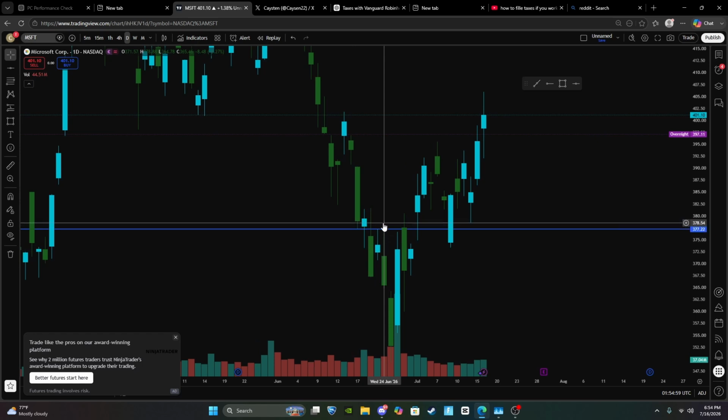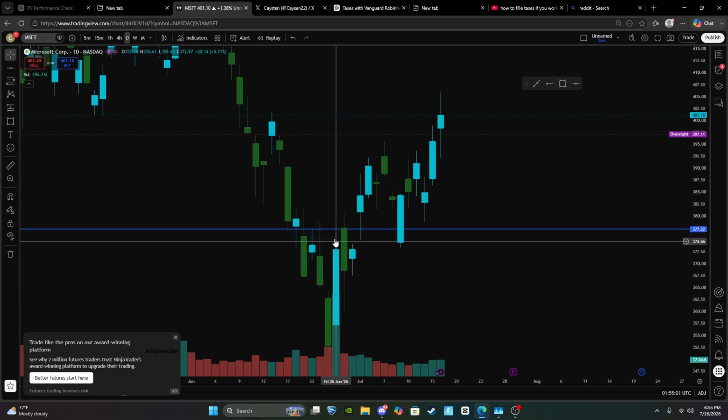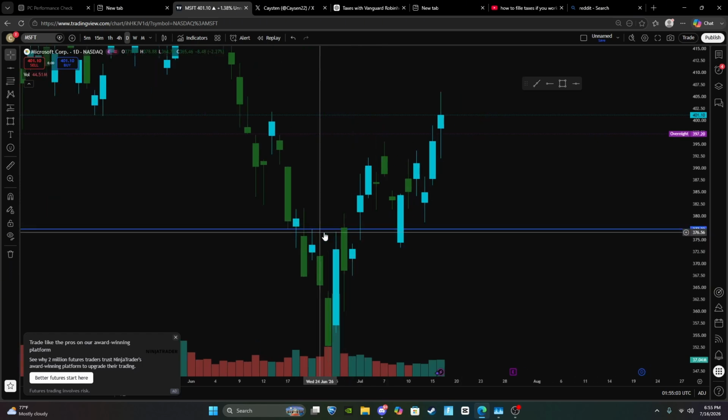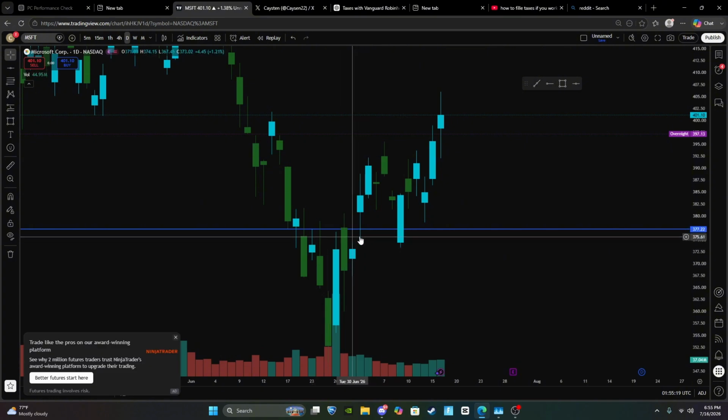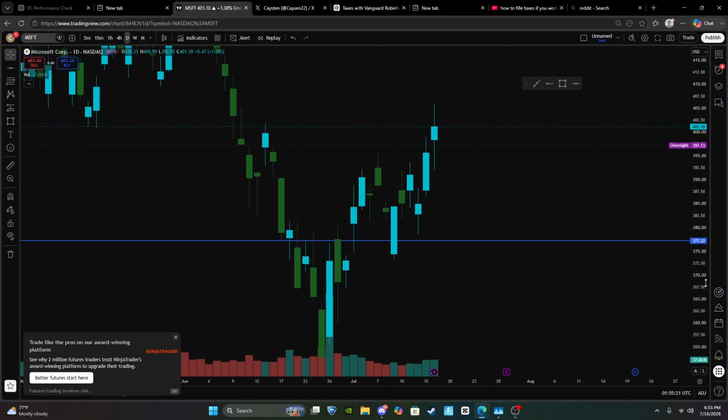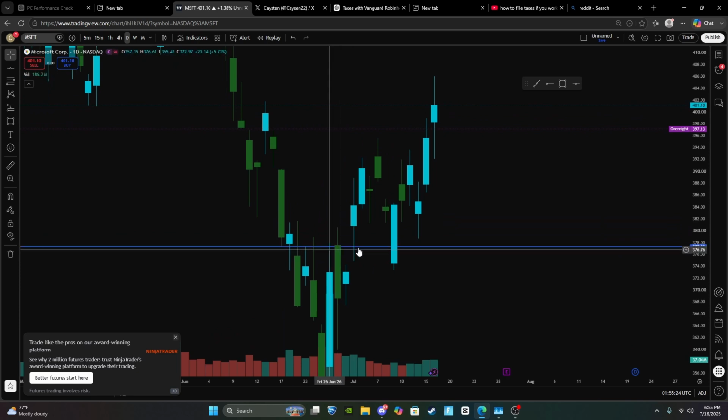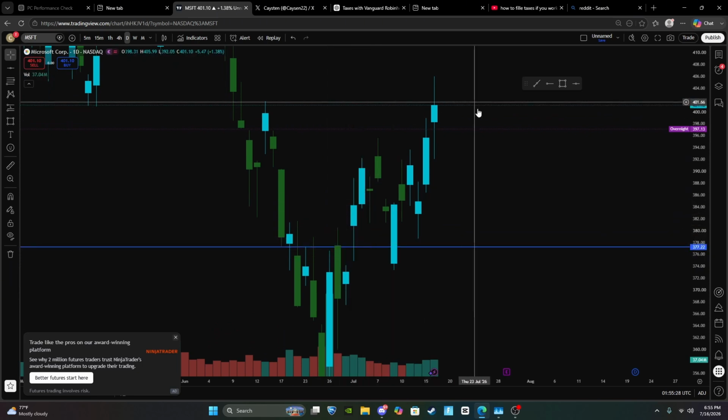We tried to break it right here, we respected it, and we tried to break it right here, we respected it, and we contested it right here. We respected this zone for 1, 2, 3 days now. If we see a break of this, we could definitely see a shift of trends. Bulls are really wanting to break this zone, but bears are really wanting to hold this zone, because if we break this zone, we enter an uptrend on high time frames.